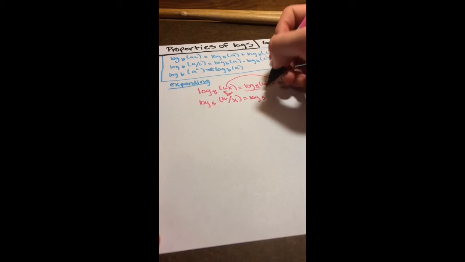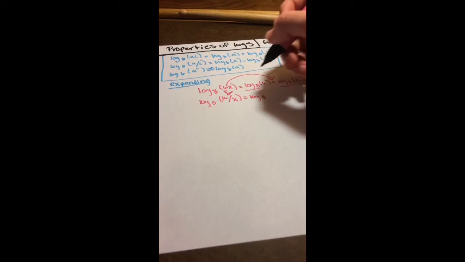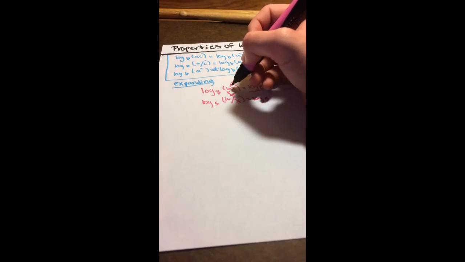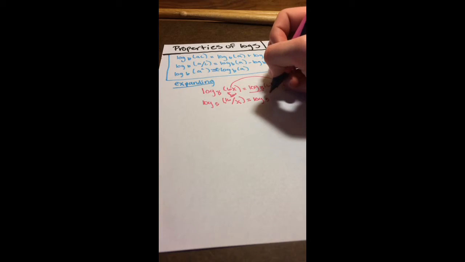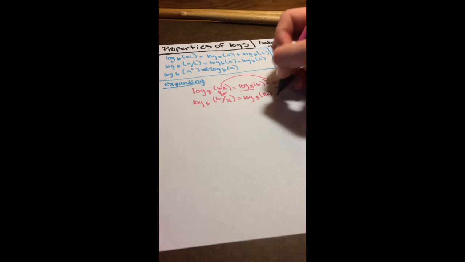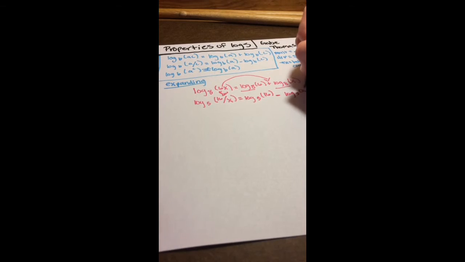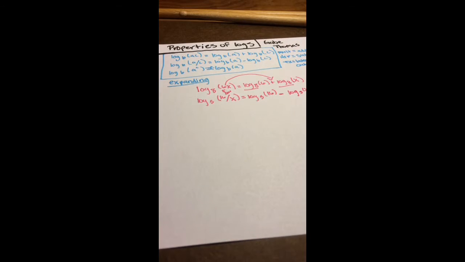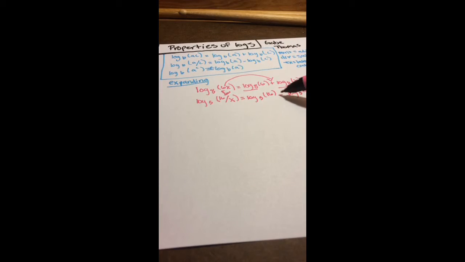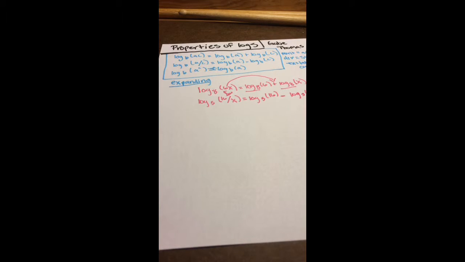Log base 5. Same thing we just did here, except a little bit different: multiplication to division. So we just take log base 5 of 16, and then we put our subtraction sign, log base 5 of x. So really not difficult at all. We just did the exact same thing, except the only thing that changed was our subtraction sign.